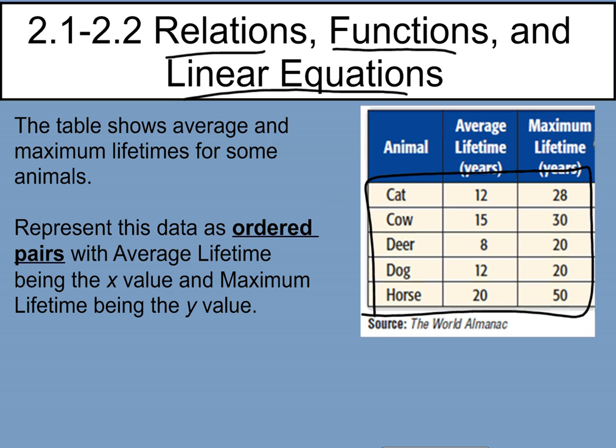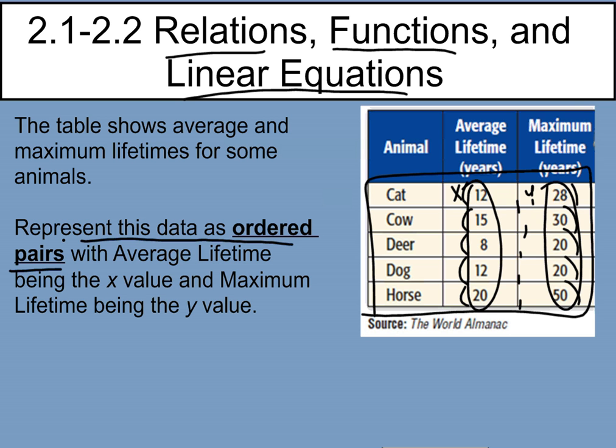So you're comparing how long the average cat lives versus how long the longest cat lives. So this data can be represented as what's called an ordered pair, comparing these x values and these y values. Okay, so kind of the way you think about it is this. If you have a cow as an ordered pair, it would look like this. As a cat, it would look like this. Dogs would look like this, deer would look like this, horses would look like this. So here's your x values, here's your y values.